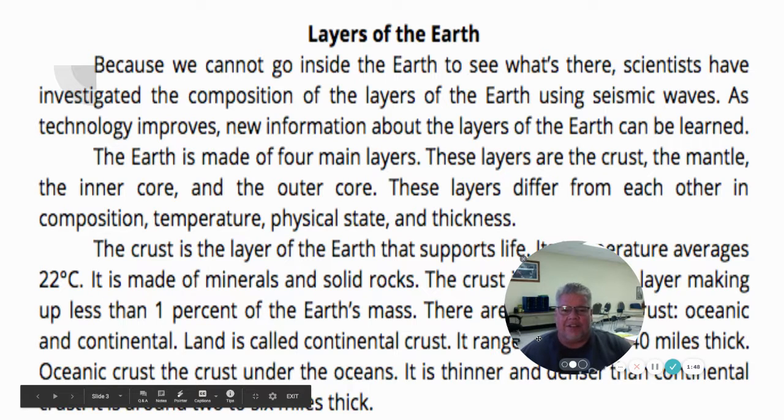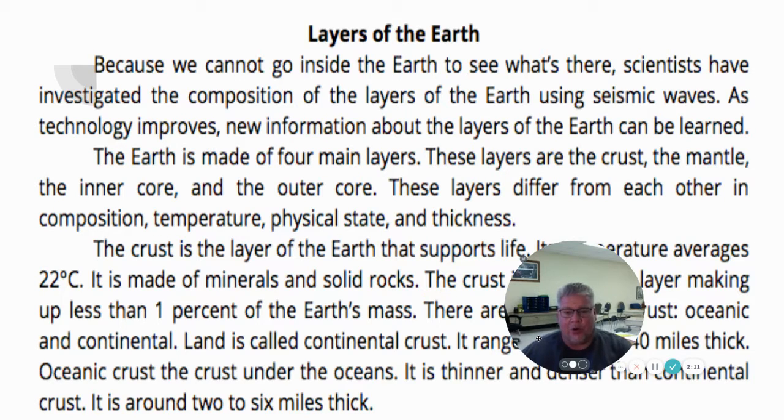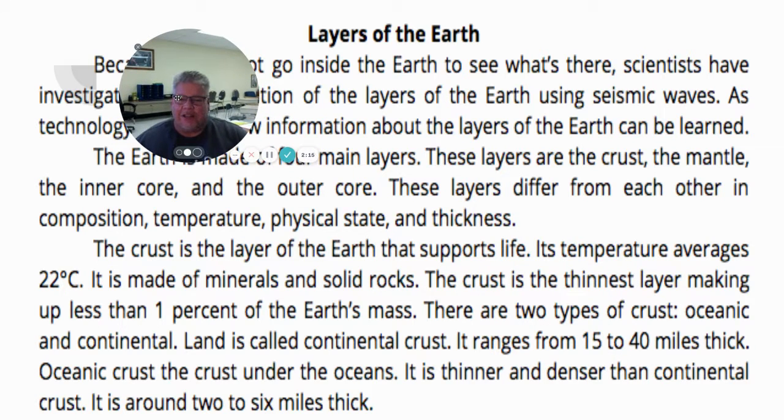Because we cannot go inside the Earth to see what's there, scientists have investigated the composition of the layers of the Earth using seismic waves. As technology improves, new information about the layers of the Earth can be learned. The Earth is made of four main layers. These layers are the crust, the mantle, the inner core, and the outer core. These layers differ from each other in composition, temperature, physical state, and thickness.